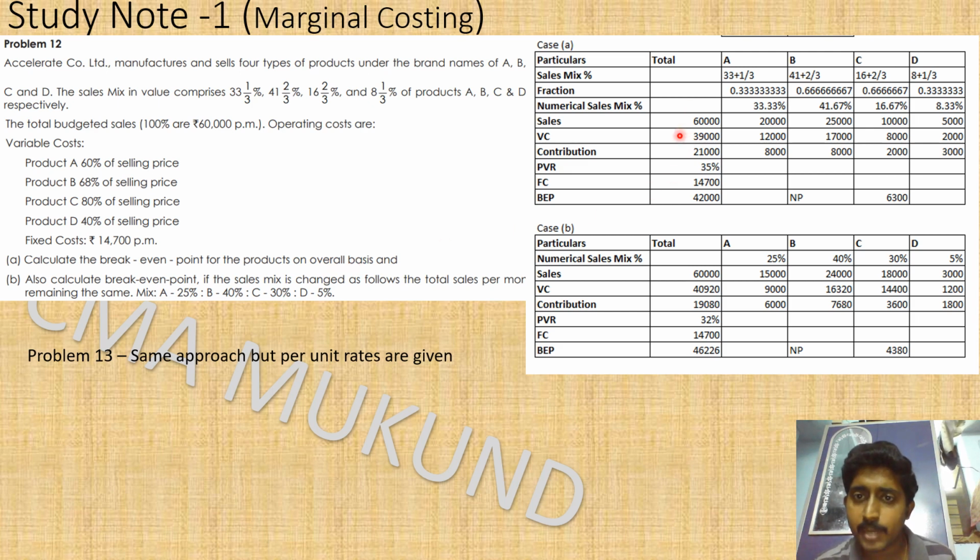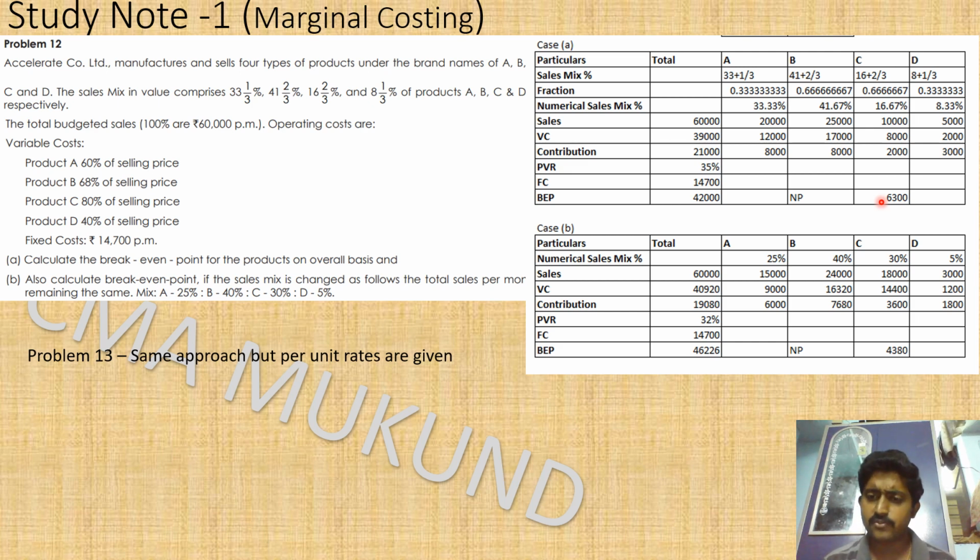So now you can total the variable cost. Total variable cost will come to 39,000. Contribution can be found as sales minus variable cost. Contribution divided by sales, the PV ratio can be found. Fixed cost 14,700, yes we have. Fixed cost divided by PV ratio is nothing but the break even point, which is 42,000. And if you want to find the net profit also, no issue. 21,000 contribution we have minus fixed cost of 14,700, so 6,300 is the net profit.